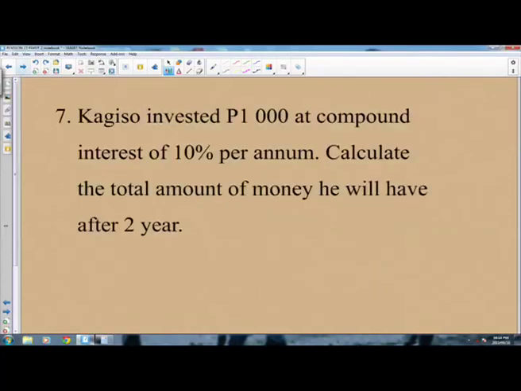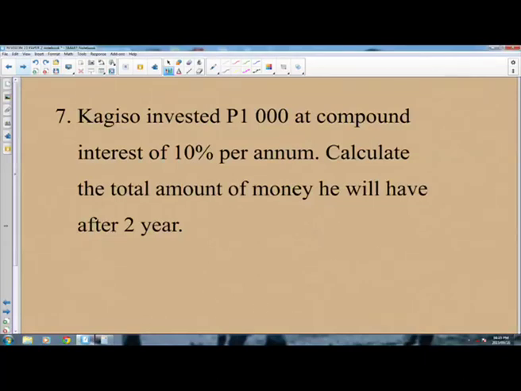And then, what about the last revision question? Kagiso invested 1,000 pula at compound interest rate of 10% per annum. Calculate the total amount of money he will have after 2 years.